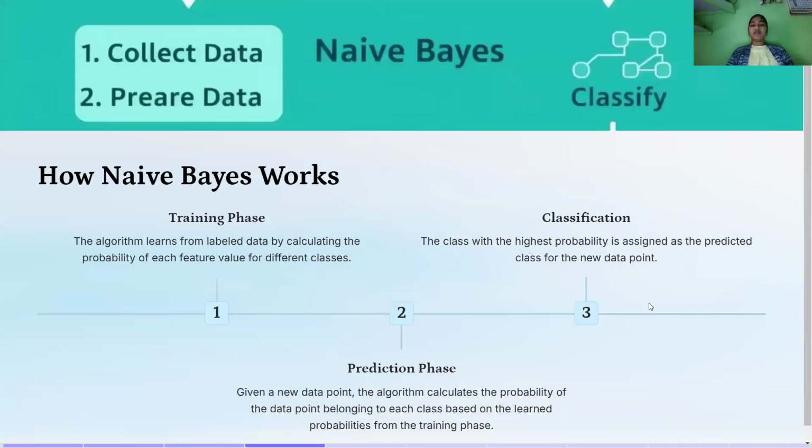How does naive Bayes work? Training phase. The algorithm learns from labeled data by calculating the probability of each feature value for different classes. Prediction phase. Given a new data point, the algorithm calculates the probability of the data point belonging to each class based on the learned probabilities from the training phase. Third, classification. The class with the highest probability is assigned as the predicted class for the new data point.